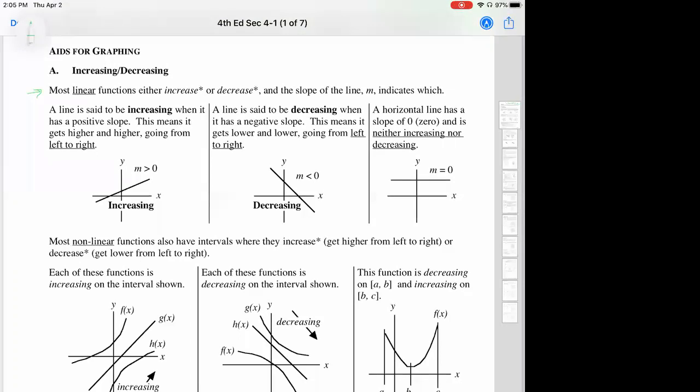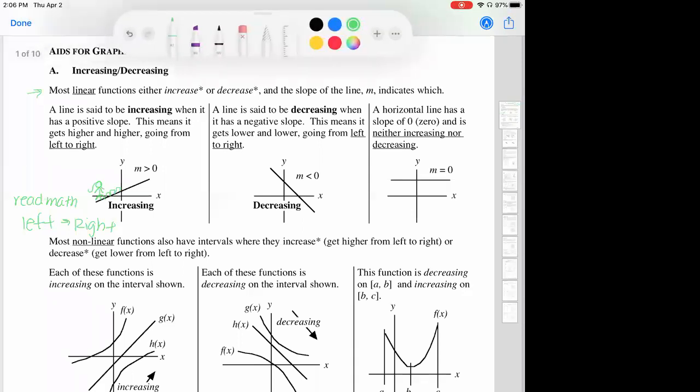Most linear functions either increase or decrease, and the slope of the line, m, indicates which. A line is said to be increasing when it has a positive slope. If you're ever unsure, remember we read math from left to right. If you're ever unsure what's going on, you can draw a stick person and think, are they going up the stairs or down the stairs? If they're going up, they're increasing; down, they're decreasing. And if you have a slope of 0, then it's neither increasing nor decreasing. We have a horizontal line.